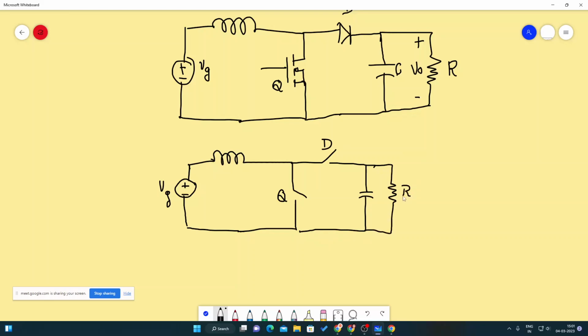Now in this form of analysis we will consider that the capacitor and the inductor are sufficiently large, so that we can say that the voltage across the capacitor and the current through the inductor are constant, meaning that any ripple in the voltage across the capacitor and the current through the inductor is neglected for the analysis.